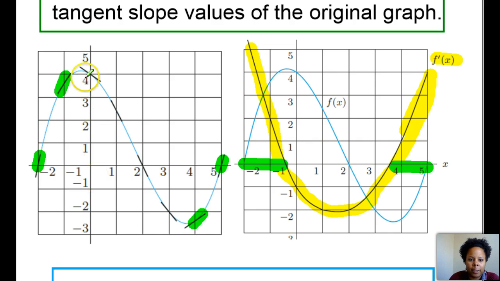And then the slope values are negative from -0.5 to about 3.5, which is consistent with our graph, because as we can see, our derivative graph is below the x-axis from -0.5 to 3.5. So a way that you can check to see if your derivative function makes sense is just checking to see that the signs, or where it is above or below the x-axis, is consistent.